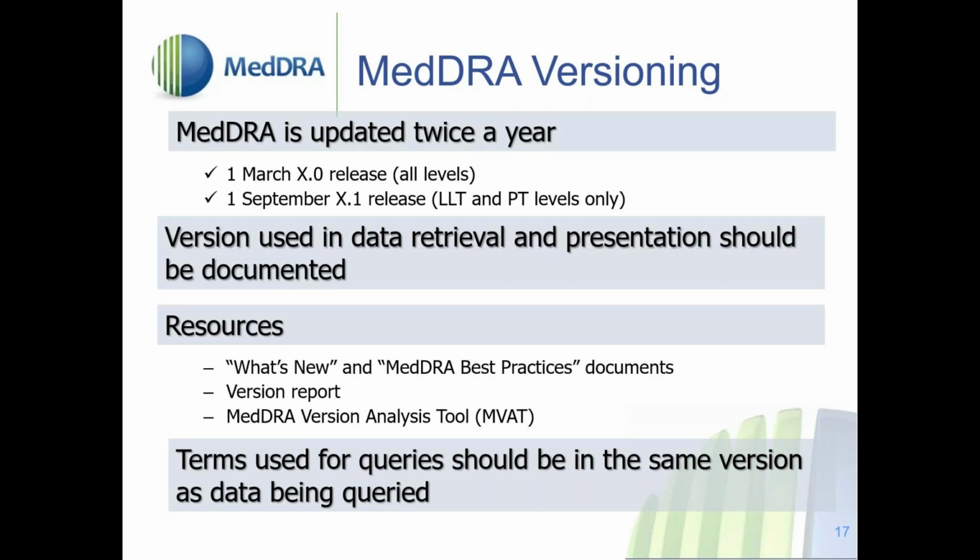Of course, we offer a lot of resources to tell you what changed with every release of MedDRA. We showed you the What's New document under that gray banner. We showed you where the MedDRA best practices are under that blue banner. And with every release, we send the users a packet. Basically, it has the MedDRA files. It has a version report that compares the newest release to the one right before it. And we offer you a tool called the MedDRA Version Analysis Tool. And we'll talk a little bit about this tool.